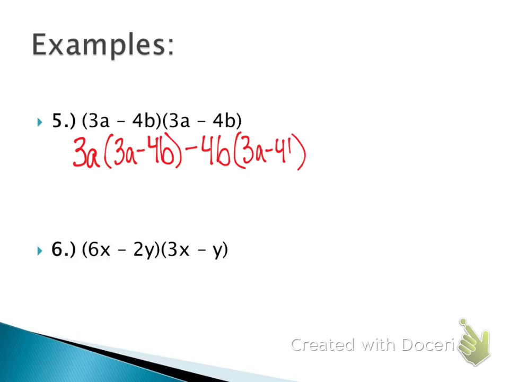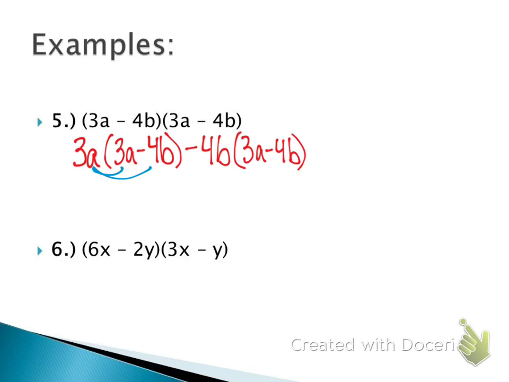3a minus 4b. Now it's kind of nice that these are exactly the same, so the first binomial is the same as the second binomial. Next step, we have to distribute. So I'm going to distribute that 3a.